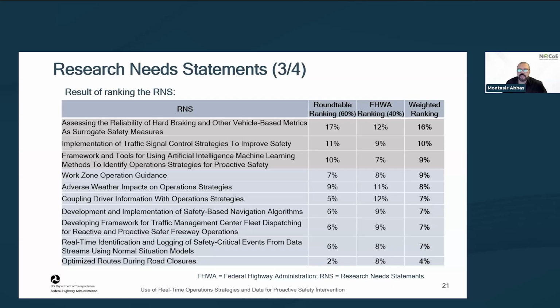So we have 60% assigned to the panel and 40% for the FHWA, and we sorted all of those research need statements based on that weighted ranking. The one that came on top is assessing the reliability of hard braking and other vehicle-based metrics as surrogate safety measures, followed by implementation of traffic signal control strategies to improve safety, and then framework and tools using artificial intelligence, machine learning methods to identify operation strategies for proactive safety.